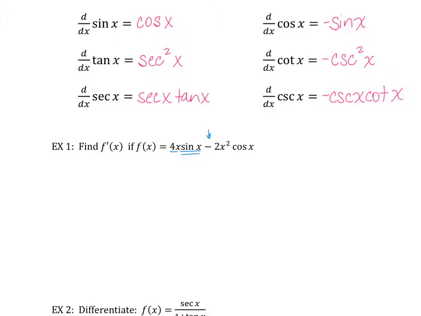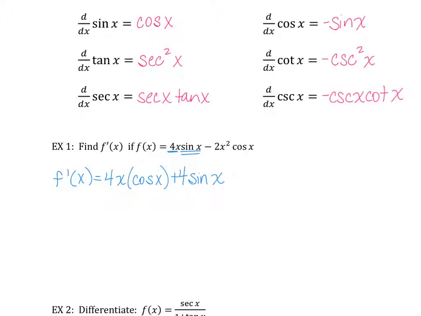So let me do that. F prime of x, I'm just looking at this first term right here. So I'm going to take 4x as my first and sine of x as my second. So first times the derivative of the second plus the second times the derivative of the first. So I'm going to put that 4 in the front because I just like the look of it. So now that's that part.